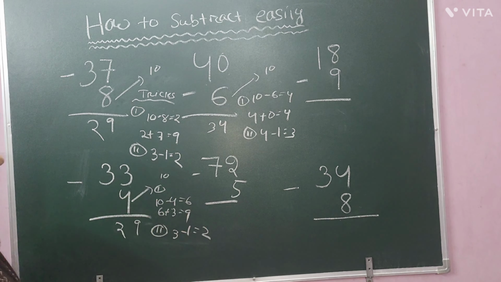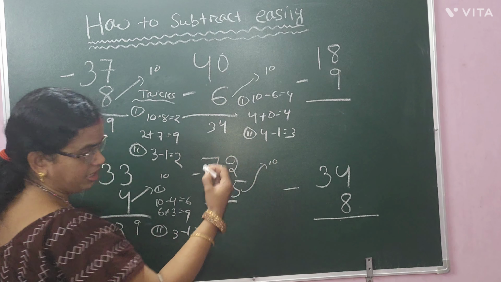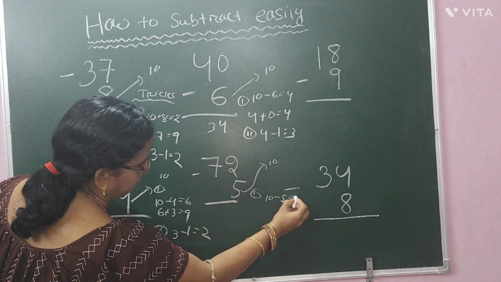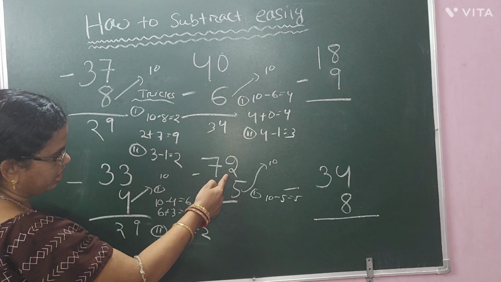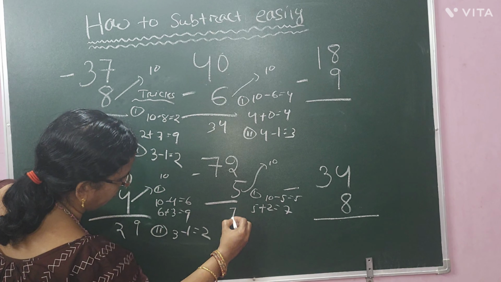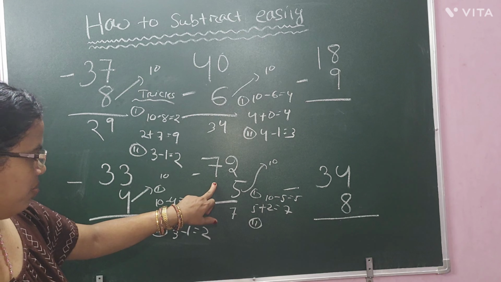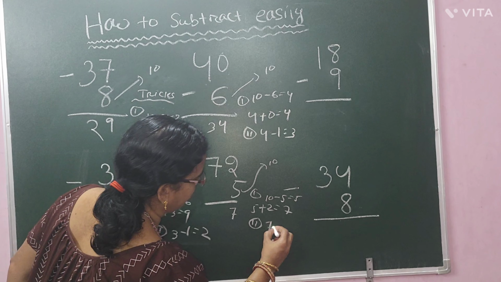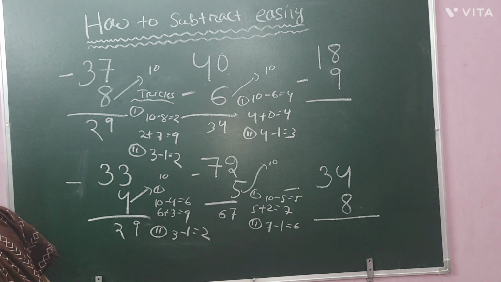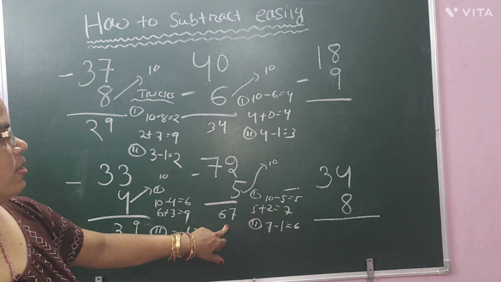Then question number 4. Take the nearest round number, which is 10. 10 minus 5 is equal to 5. Then plus 5 plus 2 is equal to 7. Second point. 7 minus 1 is equal to 6. The answer is 67. 72 minus 5 is equal to 67.